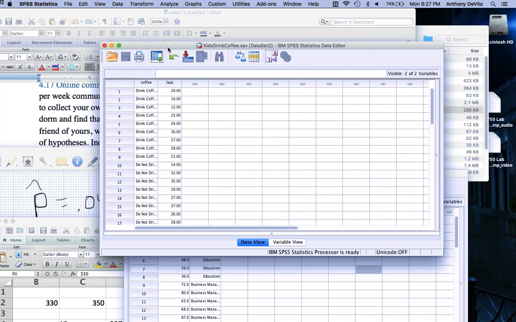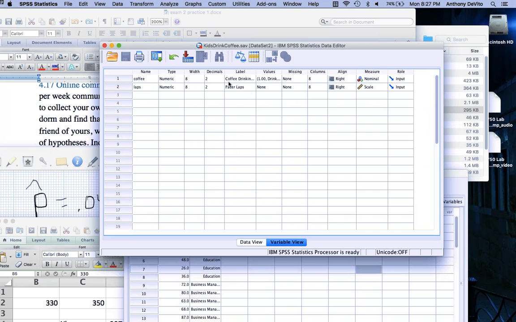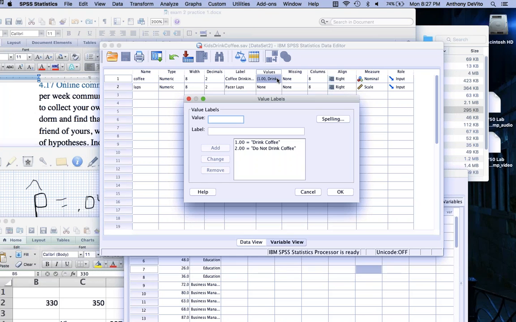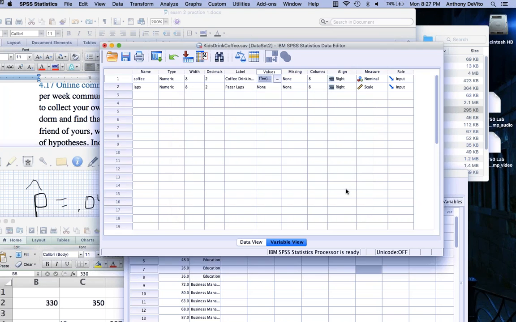Okay, I don't remember the exact background for this, but the two variables here are whether or not kids drink coffee. So we have 1, they drink coffee, 2, they don't drink coffee. And the other variable is a numerical variable, a scalar, called pacer laps, and maybe that's the number of laps that they can run on the track or something like that.